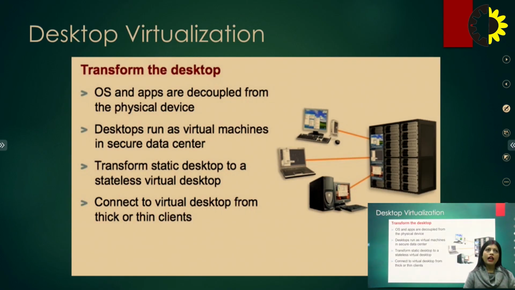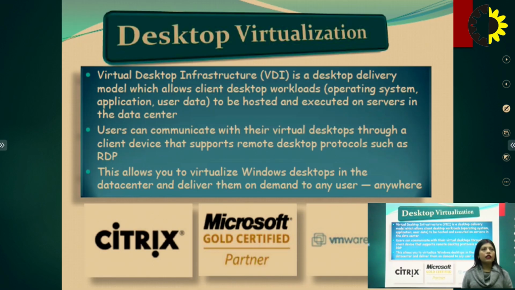Next is desktop virtualization. For desktop virtualization, in this we transform the desktop. So the operating system and apps are decoupled from the physical device, and the desktop runs as a virtual machine in a secure data center. So this is our desktop, and in this we transform the static desktop to a stateless virtual desktop and connect to the virtual desktop from thick or thin clients.